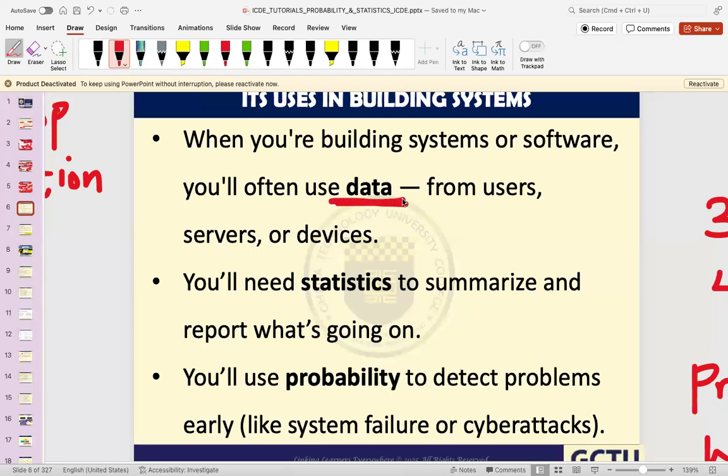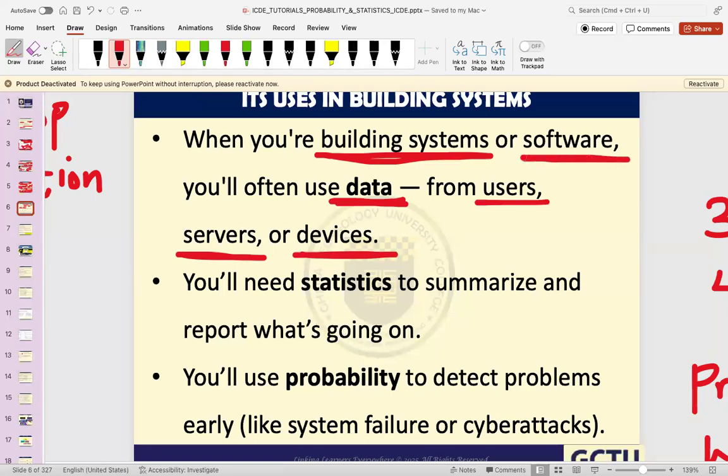You use data to build these systems. Now, where are you getting the data from? You get the data from users of a computing system. You get it from servers. Those of you who understand how servers work, or any other device or devices, can give you data to be able to build your system or your software. Okay.